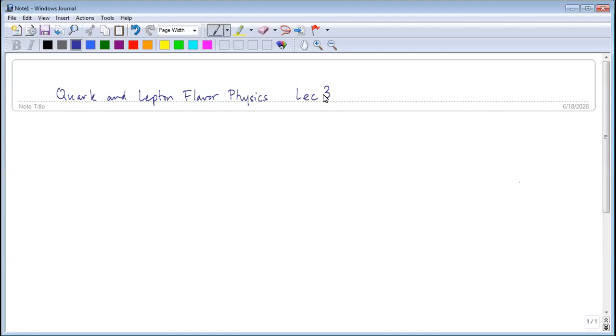So welcome back, everybody. Just to remind us where we left off last time, and also because once you start writing the CKM matrix, you just want to keep doing it again and again, let me write it down in the Wolfenstein parameterization.